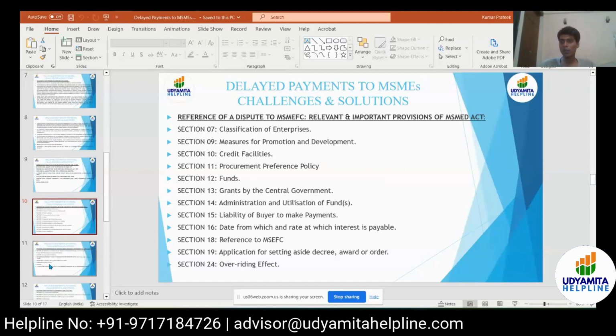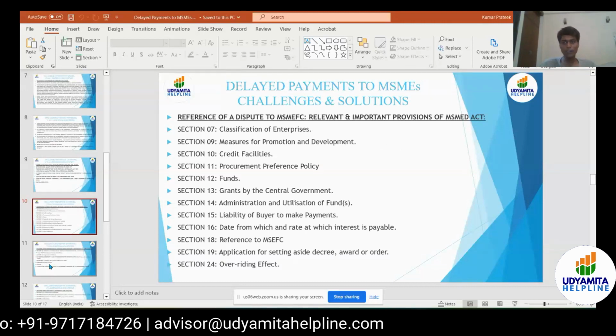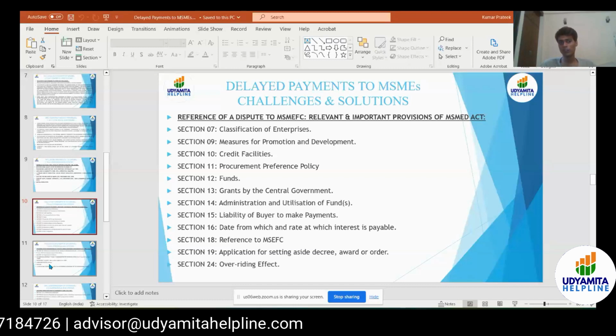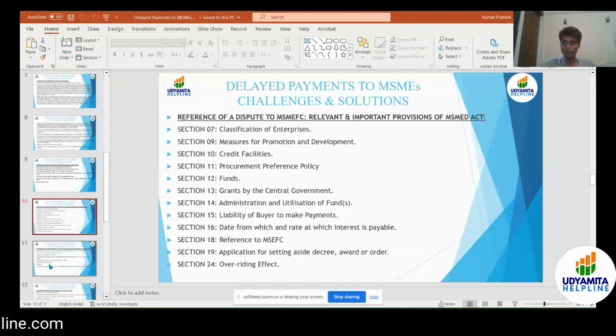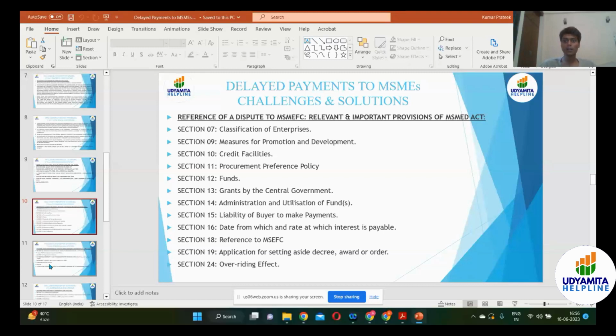It says about the micro enterprises, small enterprises, and medium enterprises. It again says the same thing which we discussed in our second slide, that the turnover and your investment in plant and machinery for micro enterprises, the investment in plant and machinery and the turnover for small enterprises, and the same for medium enterprises, right? So that is how Section 7 classifies the enterprises. Section 9 is measures for promotion and development. So all the measures for promotion and development of MSMEs are given under Section 9.